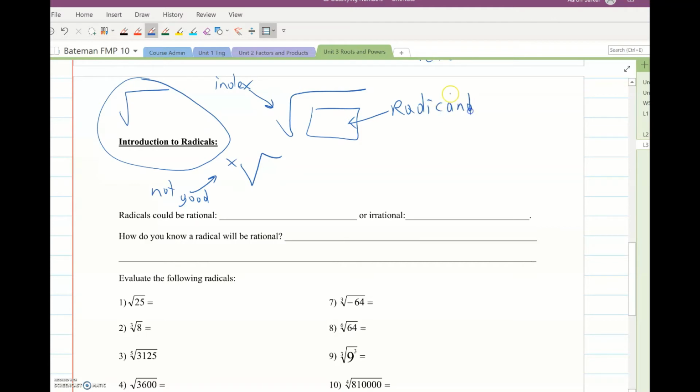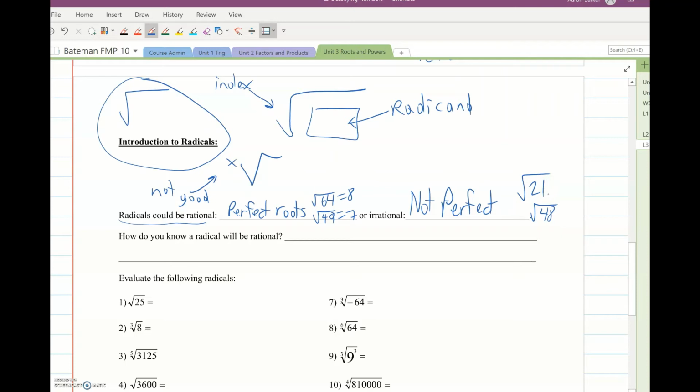Radicand. And radicals can be rational if they are perfect roots, such things as root 64, which equals 8, maybe root 49, which equals 7, a whole bunch of different things, or irrational if they are not perfect. So if they're not like Mr. Barker, then they are irrational. For example, square root 21, square root 48, those are all not perfect roots.